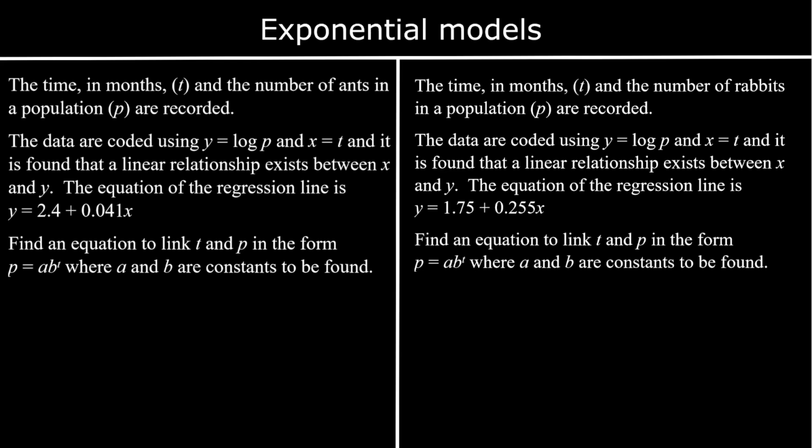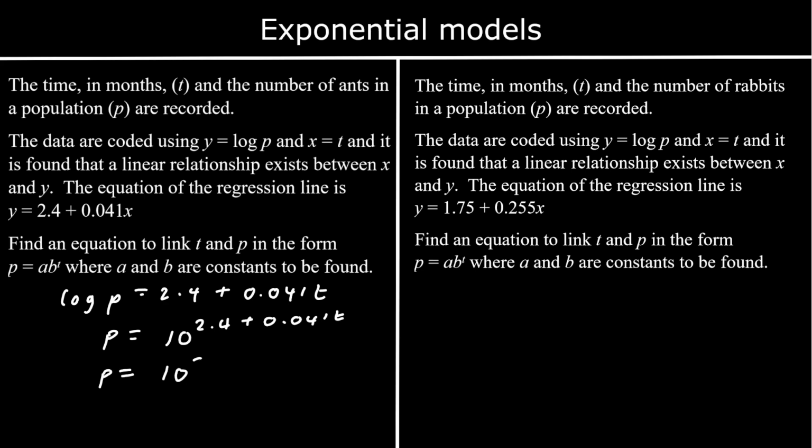So y is the same as log p, and x is the same as t. So we want to take it out of log form. So 10 is the base, all of that is the power, and p is the answer. So p equals 10 to the power of 2.4 plus 0.041t. When we multiply indices, we add the powers. So that's the same as 10 to the power of 2.4 times 10 to the power of 0.041t.